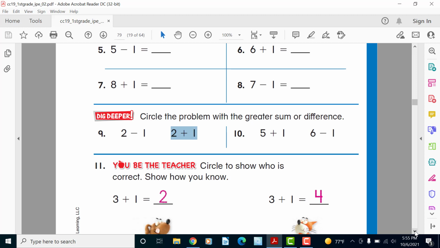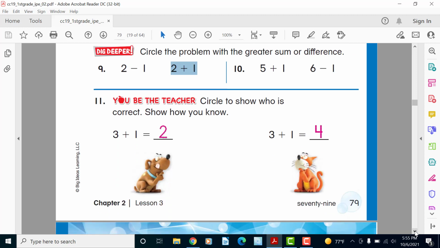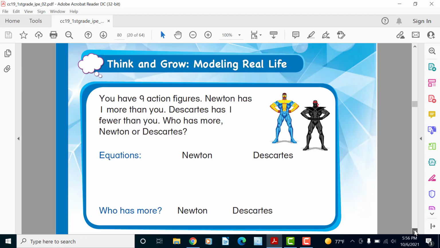Now number 11. Pause if you haven't finished number 10 yet. All right. One of these two guys is correct. The other one is wrong. It says circle to show who is correct. Now here's the trick. Show how you know, right? So we don't just do the right or wrong one. We need to show how we know it's right or wrong. So if you chose Newton as the right one, go ahead and put maybe 3 little circles and add one more to see that that makes 2. Or if you think Descartes the cat is correct, go ahead and make 3 little circles, add one more to show that it's 4. Now, pause if you haven't gotten here yet.